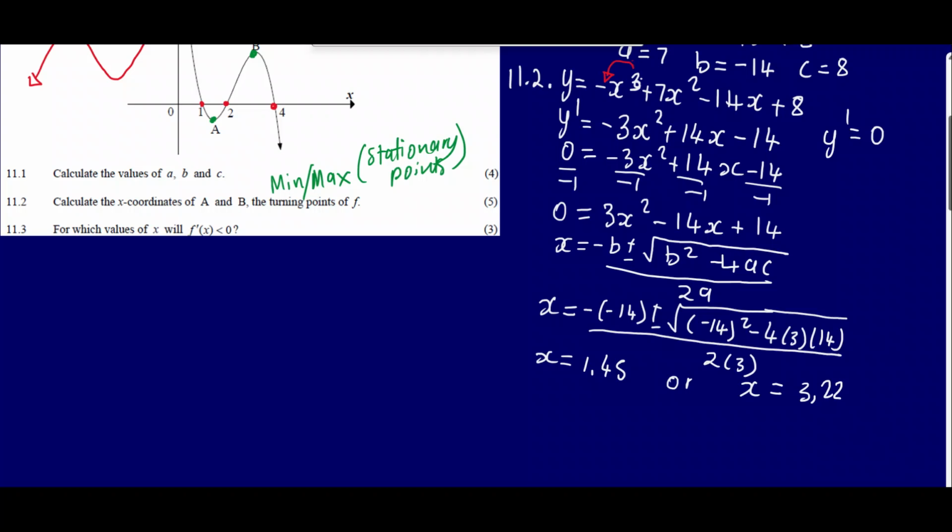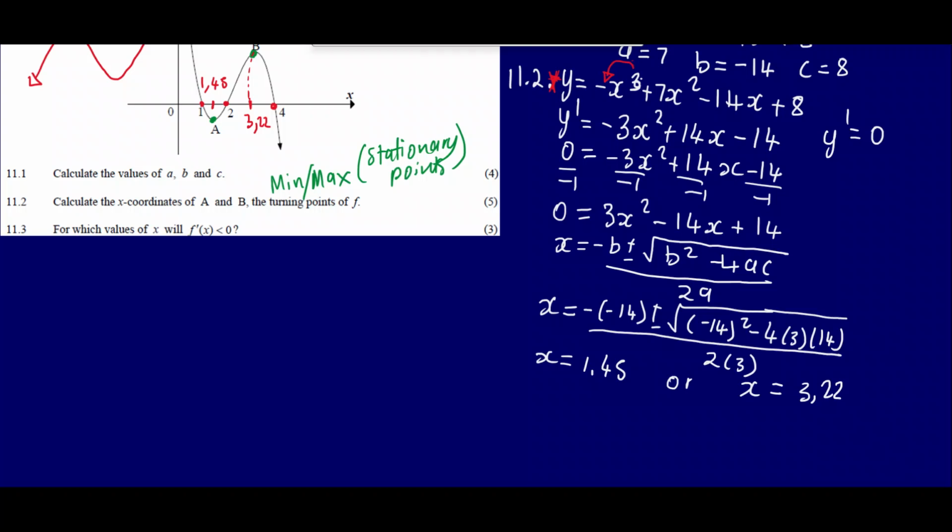The question was asking for the x coordinates of those turning points. If we were looking for the y coordinates, we would have taken these answers and substituted them into the original equation, not the derived equation, but the original one that we got, which is this one. So you can substitute these x's into this equation and you will get the corresponding y values. You can clearly see that one of the coordinates is 1.45, and the other x coordinate is here, which is 3.22.